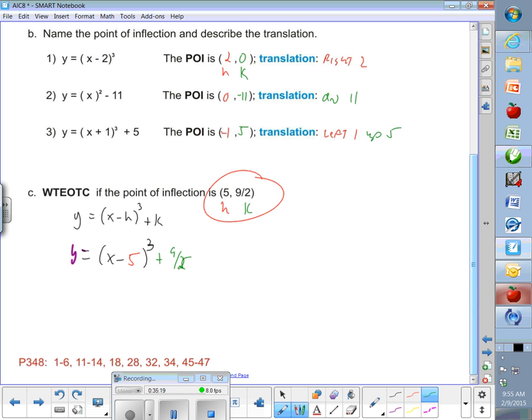All right, your homework's listed at the bottom. 1 through 6, 11 to 14, 18, 28, 32, 34, 45, 47. Some are very quick, like we did, and you're saying right 2 and down 4, stuff like that.